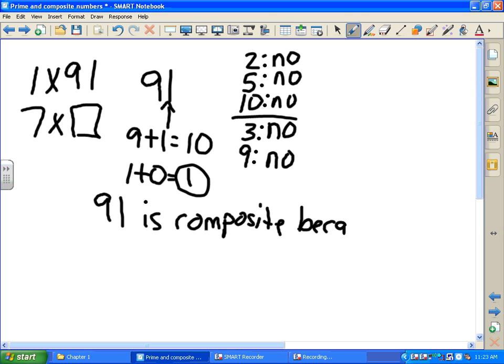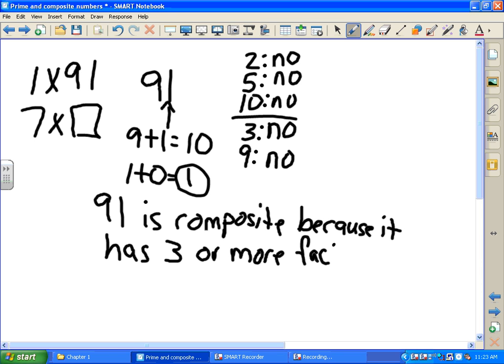because it has 3 or more factors. We got it? You're not following, right? Yeah, erase it.